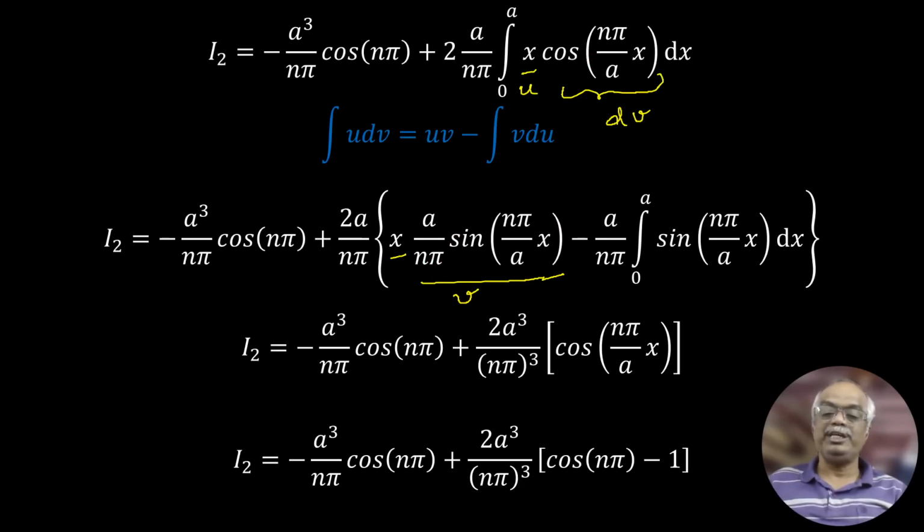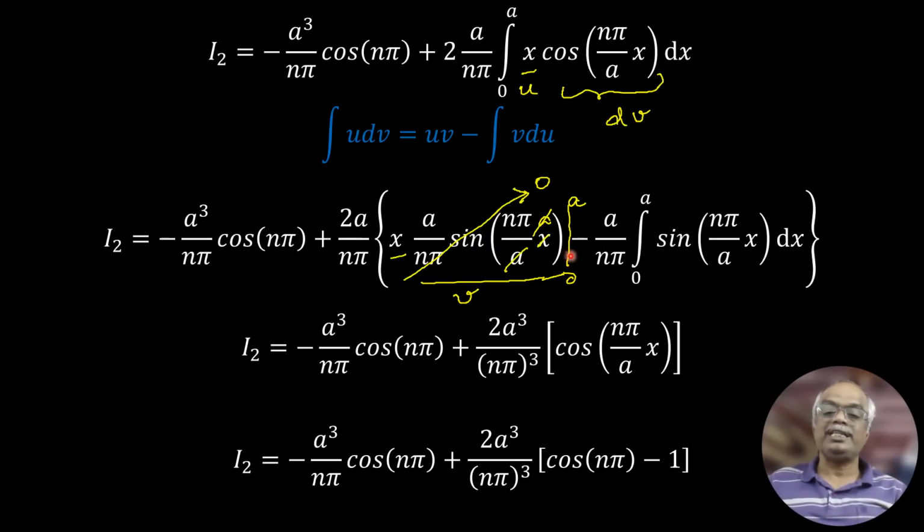So uv, here you have to apply this limit 0 to a. So when x is equal to a, this will become n pi. a will get cancelled. Sin n pi equal to 0. If you apply lower limit, sin 0 also 0. Here one x is there. So it will be always 0.